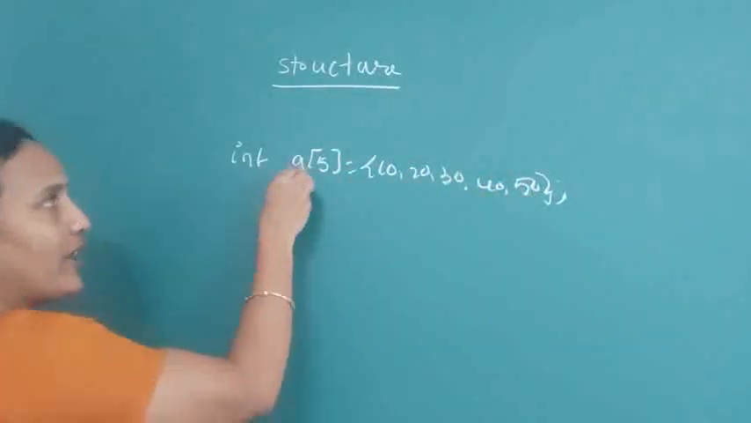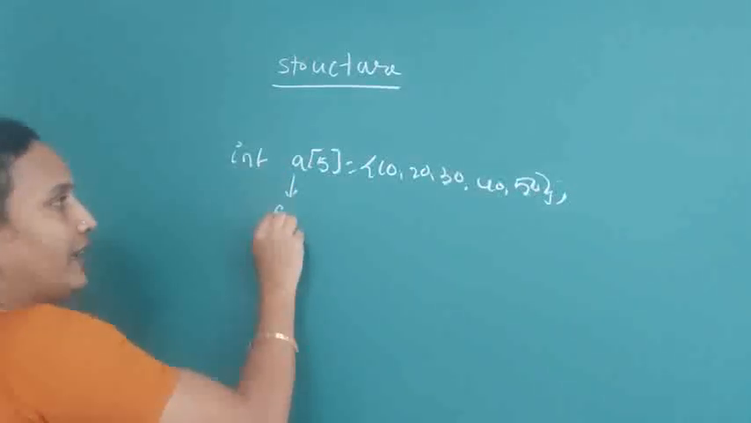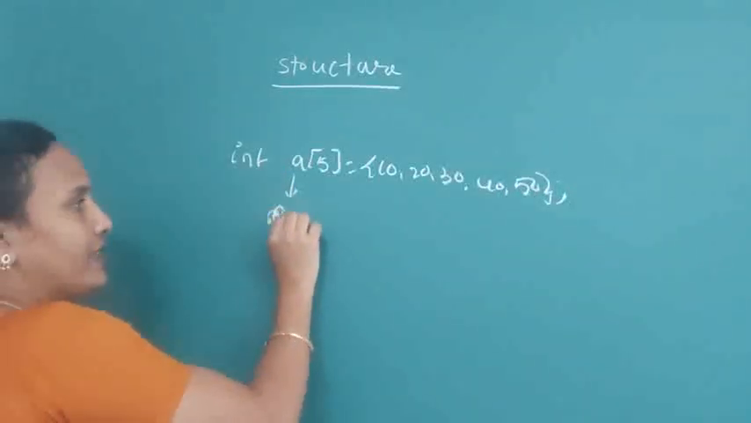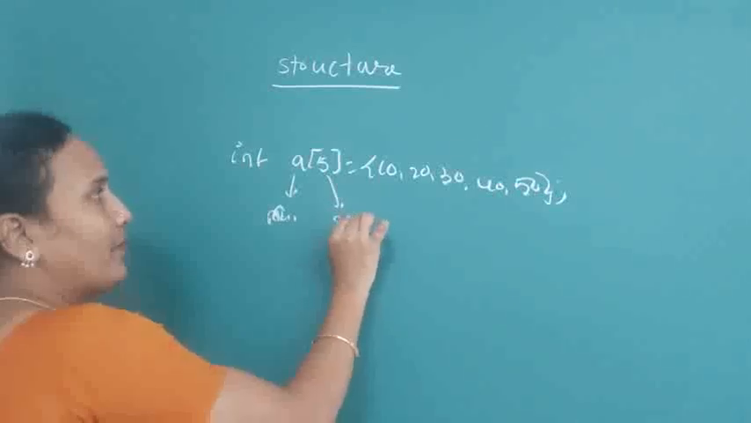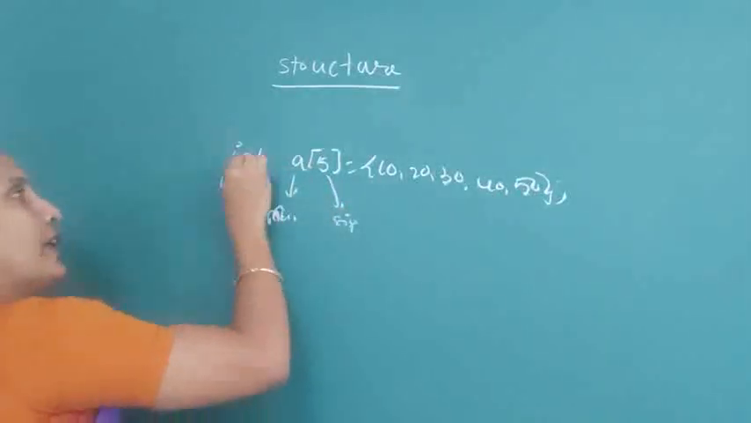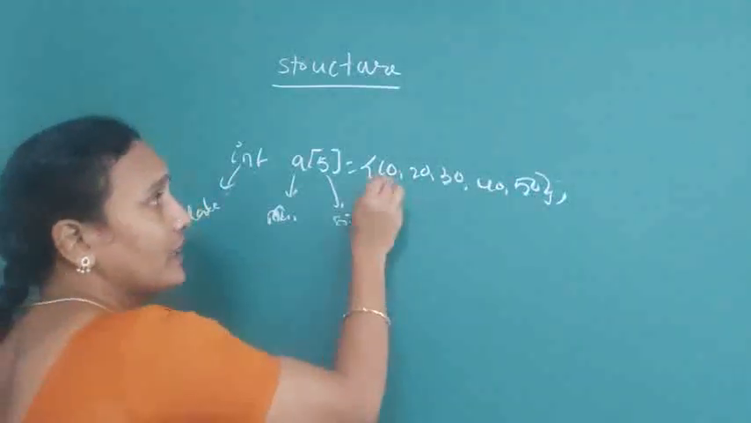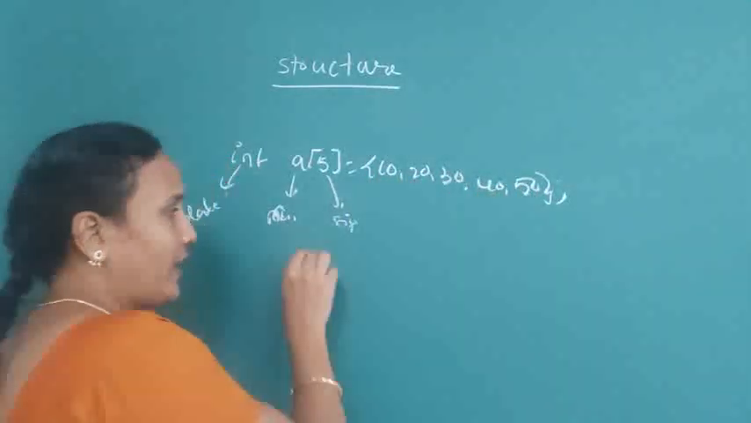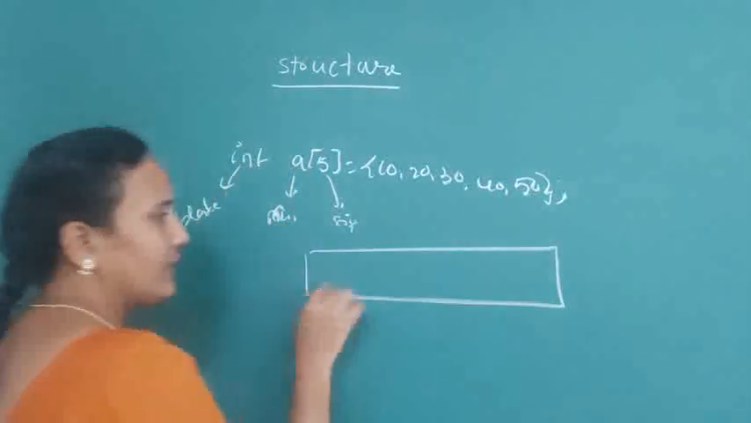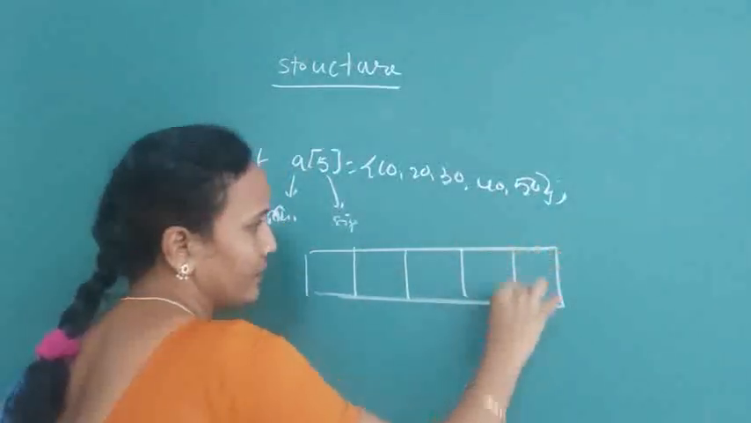And what is the name of the array? The name of the array is A. And 5 is the size, and int is the data type. And here, in total, how many elements? 5 elements. And this is the memory representation.